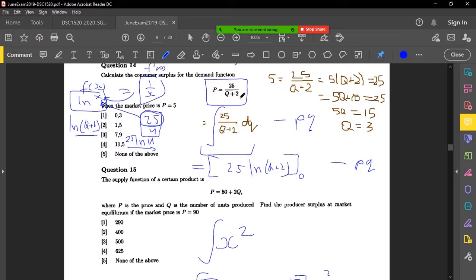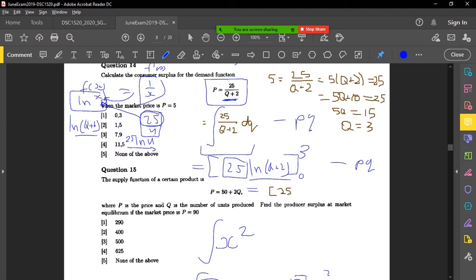So when you have something like this, just remember you will have ln of the bracket, whatever it is, and then just remember the constant outside. Then you've got 0 to 3. If you carry on, you substitute 3 into here and then 0 into here, and then subtract them.